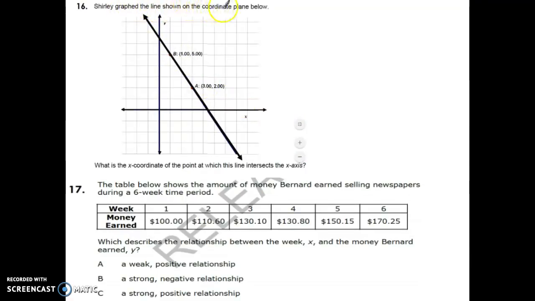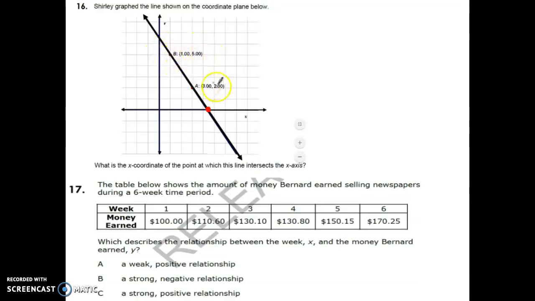Sure, graph the line shown in the coordinate plane. What is the x-coordinate of the point at which this line intersects the x-axis? So we're looking for this point right here. In case we can't estimate because it's a fill in the blank, so we can't say, oh, it's between. We have to find the exact point. In order to do that, we need the equation of this line, right?